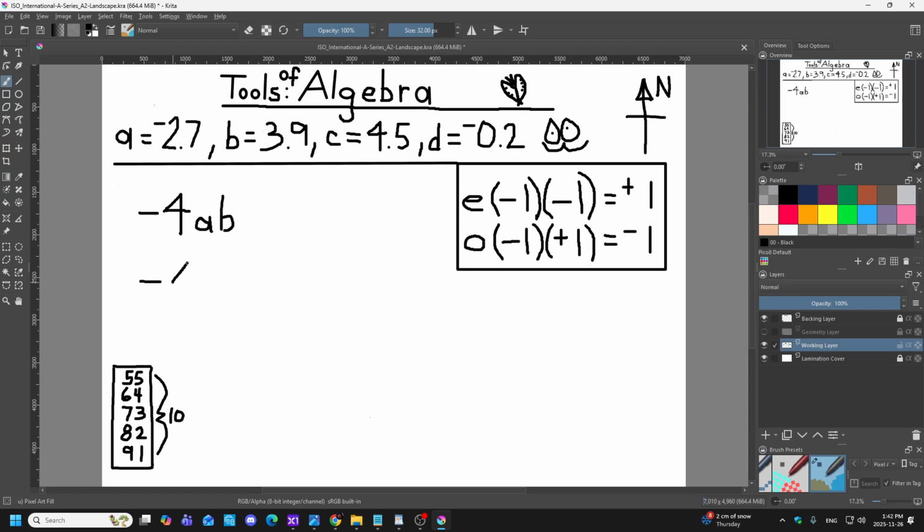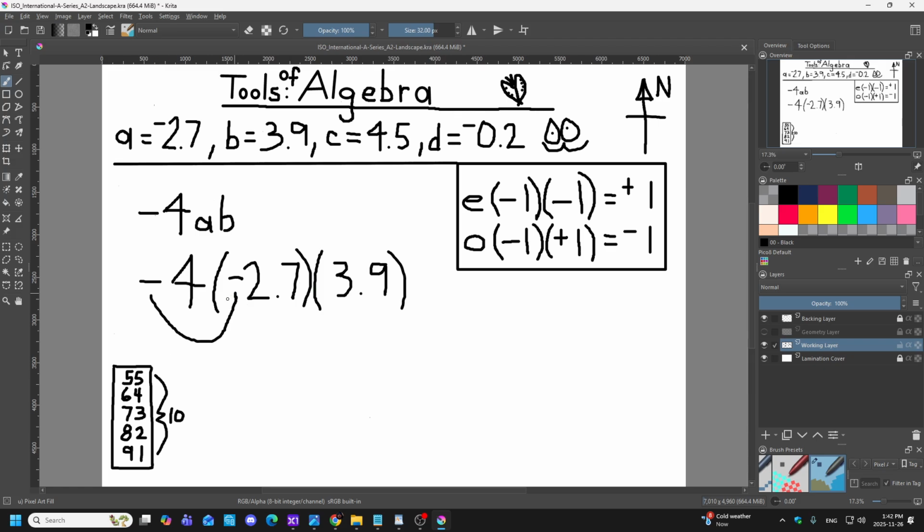Negative 4. Again, when it's like this, that's what it means. Multiply. A is negative 2.7, and B is 3.9, okay? C, there's no squared, there's nothing, so we're just straight multiplying negative 2.7 and 3.9. We have 2 negatives. That's an even number, therefore our answer is going to be positive. Okay, so now it's just a matter of straight multiplying all that.